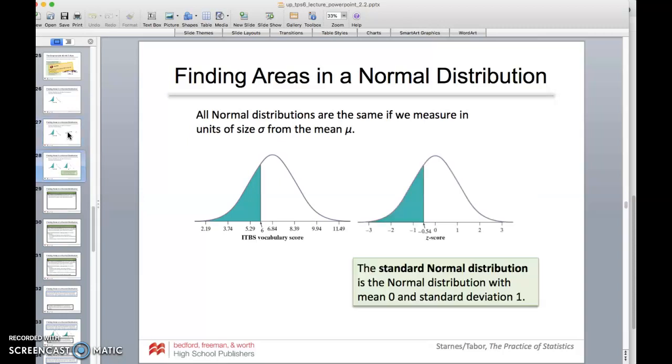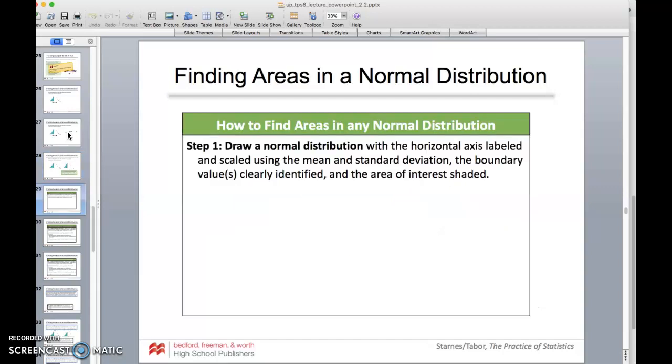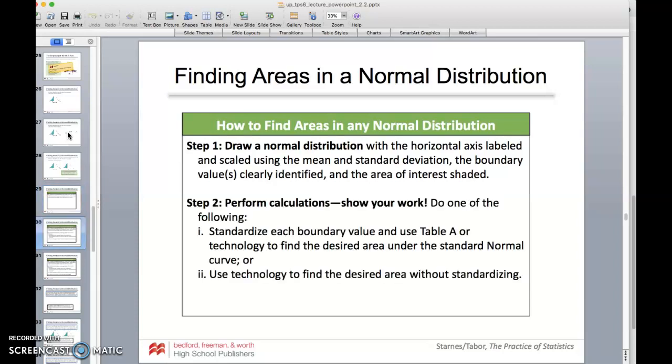So the standard normal distribution would have a mean of 0 and a standard deviation of 1, and that curve would look just like that. But obviously, we're going to see some different means and standard deviations. So again, how do you find the area in any normal distribution? Draw your bell-shaped curve with the horizontal axis labeled and scaled using the mean and standard deviation. Then make sure that the boundary values are clearly identified and that the area of interest, what we're asking, is shaded.